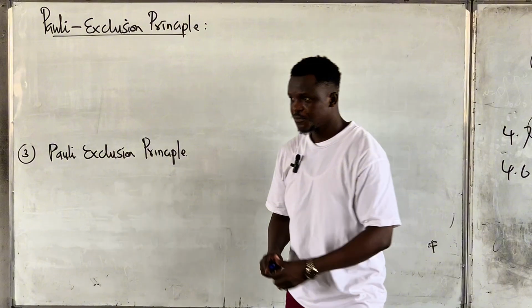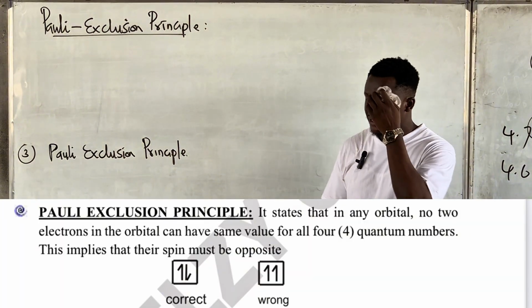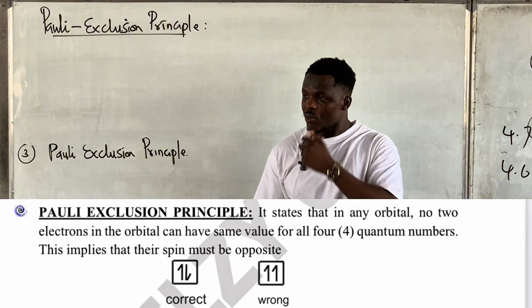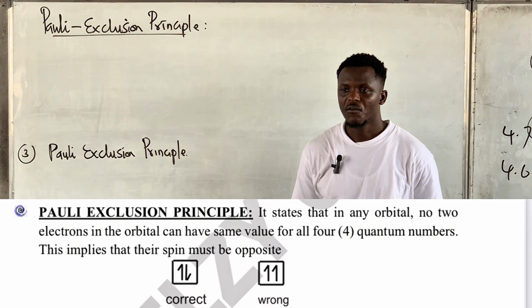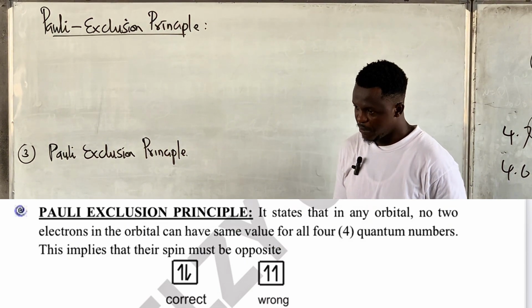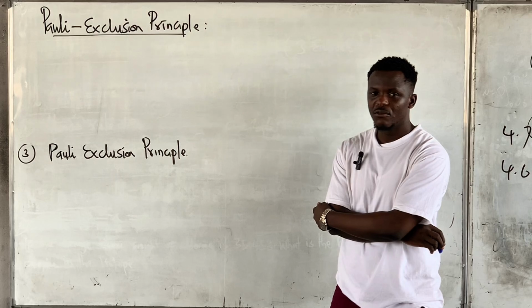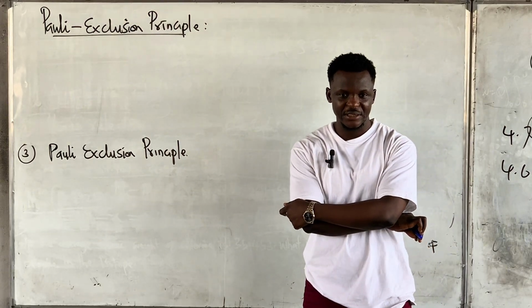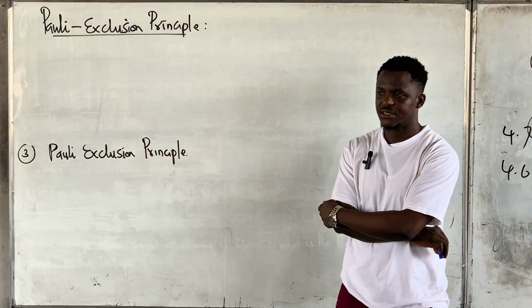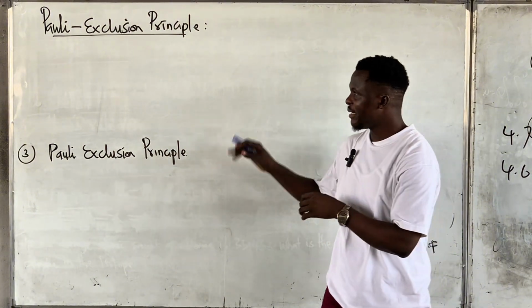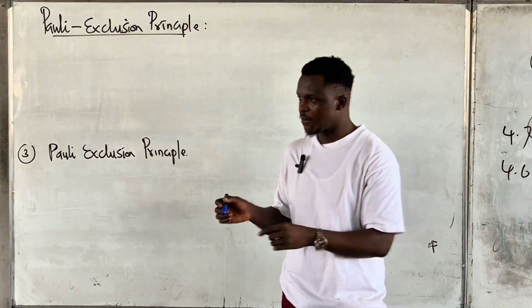Please put down. This states that no 2 electrons in an orbital will have the same values for all the 4 quantum numbers. Comma. The spin must be different. The spin must be different or opposite. Now let me explain this particular guy just like I explained the first one. Now let me explain something.